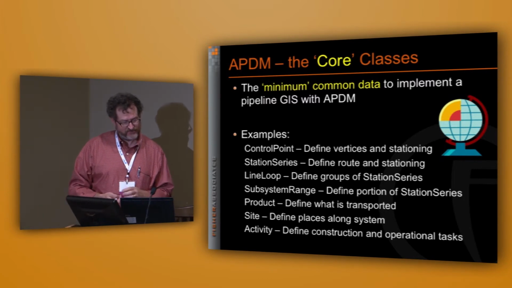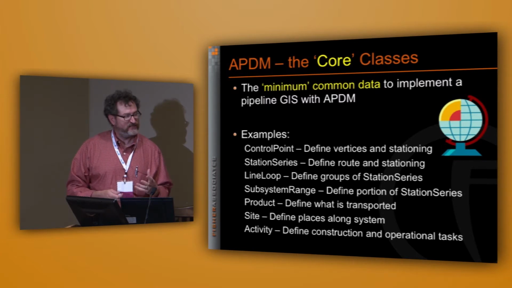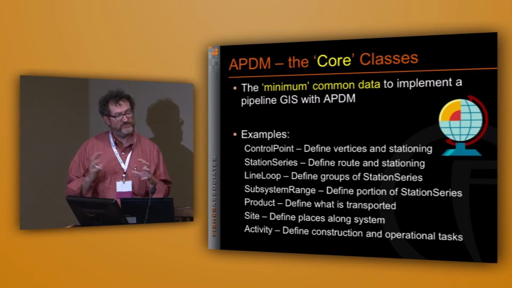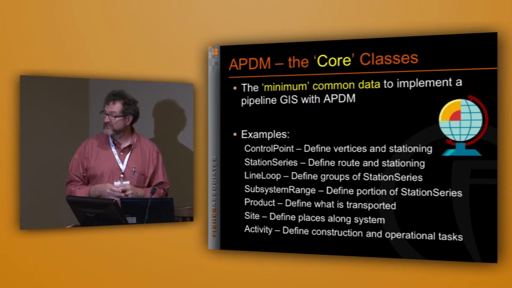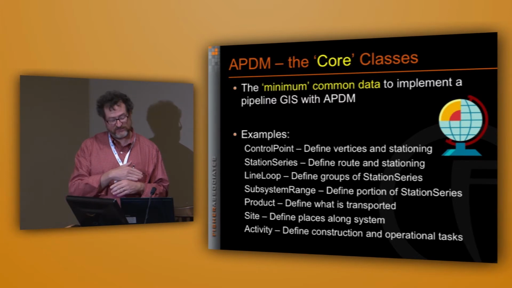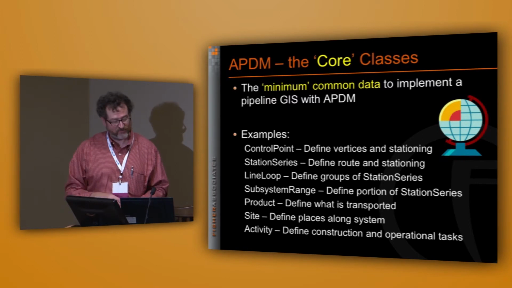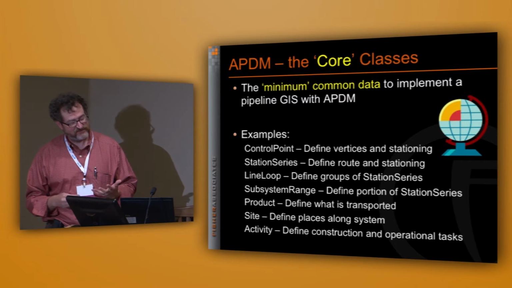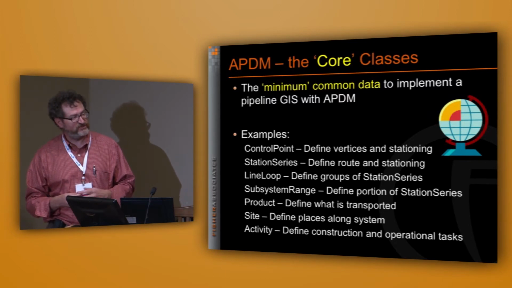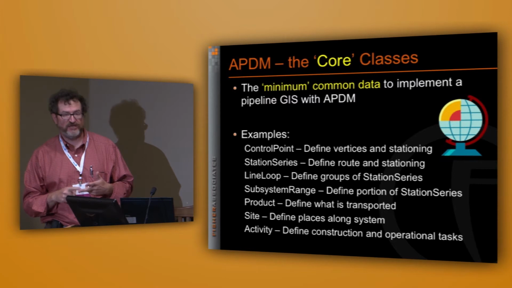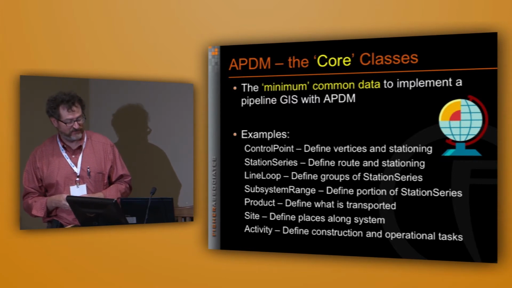Then some other classes like subsystem range, product, site, activity, they define portions of the system, what's being transported in the system, whether it's gas or oil or other products. Site defines locations around the system, besides just how the pipelines run, but where they get to. Compressor stations, valve stations, well sites. Activities. Activities are things that you do with your pipeline. There might be inspections, repair jobs, construction projects.